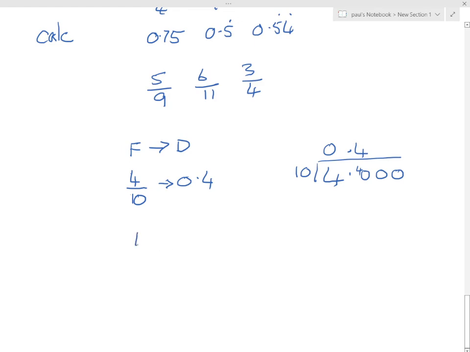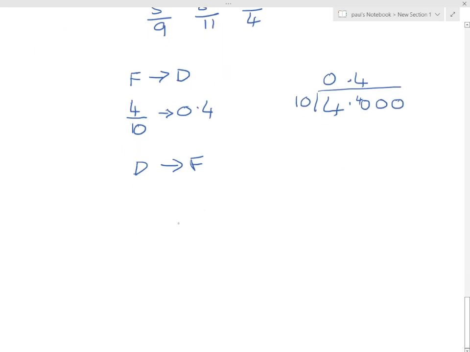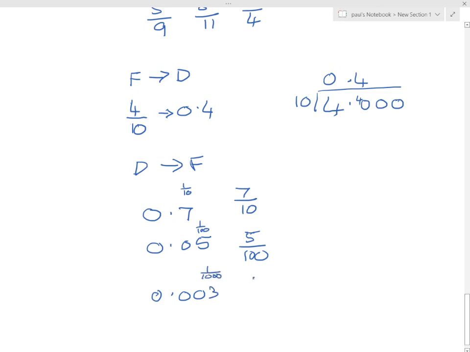Now we're going to do it the other way, decimals into fractions. Right, when you've got, say, 0.7, this is in the tenths column. So we've got 7/10, so you just write 7/10. If you had 0.05, this is in the hundredths column, so you would write 5 over 100. 0.003, this is in the thousandths column, so you would write 3 over 1000.